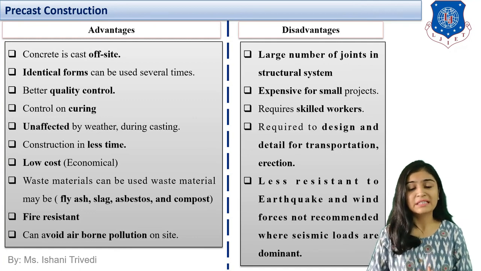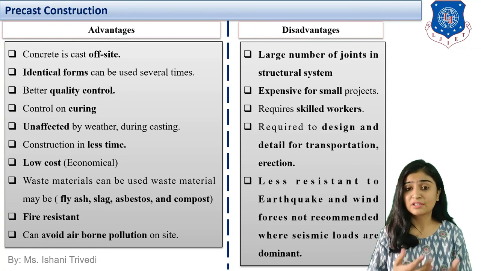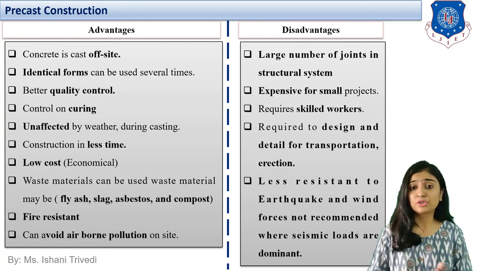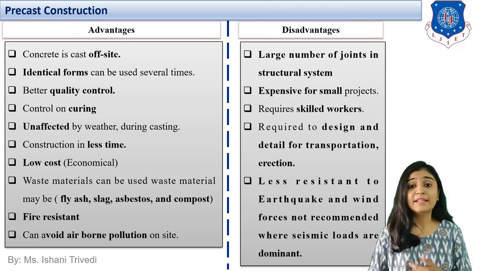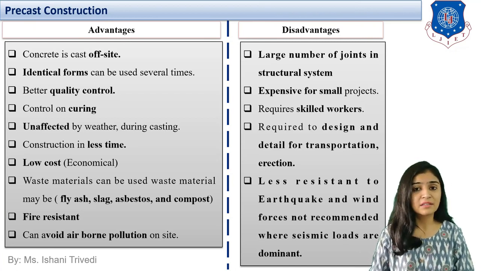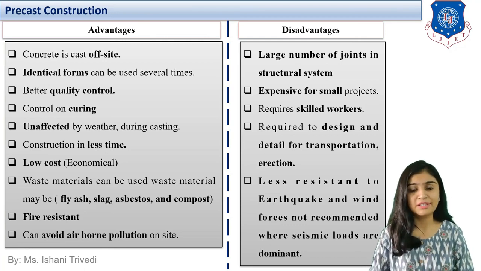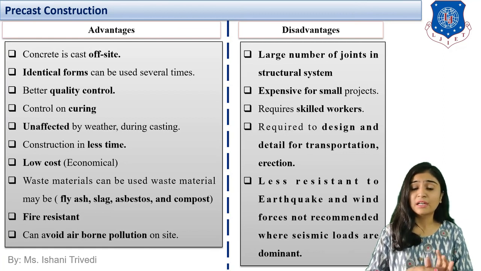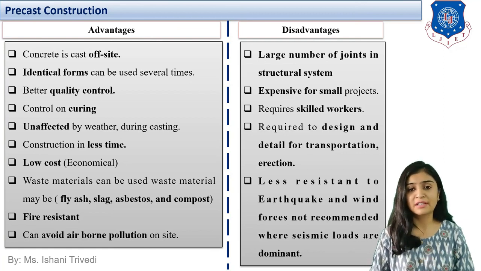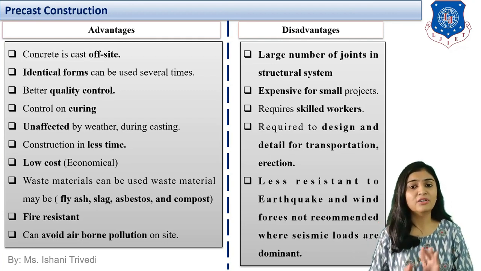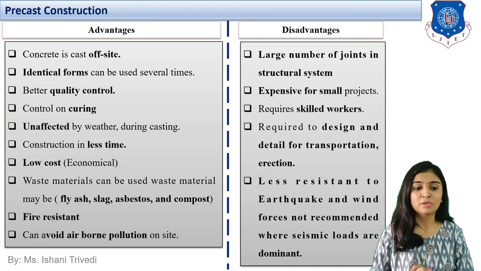Unaffected by weather during casting. Now see, if there is monsoon season, then cast in situ concrete work doesn't work properly. You will have to wait because of the humidity, because of the snow, because of rainfall, right? Summer is considered to be ideal weather for cast in situ construction, so that is an advantage over here. It is of low cost. See, it is low cost after the construction is done, right? The initial cost is going to be higher, but later on the cost will be very much lower.